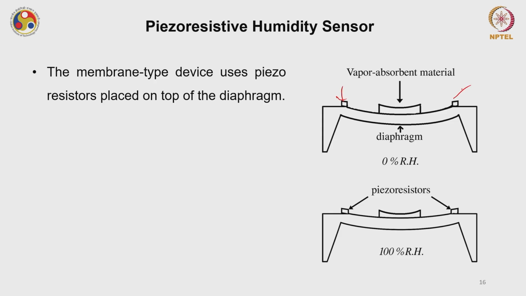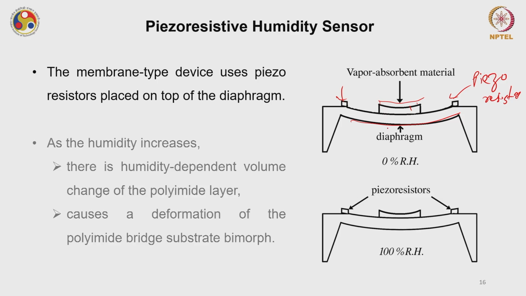These two blocks that you are seeing are nothing but piezoresistors, okay. This is the diaphragm on which a vapor absorbing material has been placed. This has been deposited on this diaphragm, okay. This is known as the membrane type device. So the membrane type device uses piezoresistors placed on the top of this diaphragm, okay.